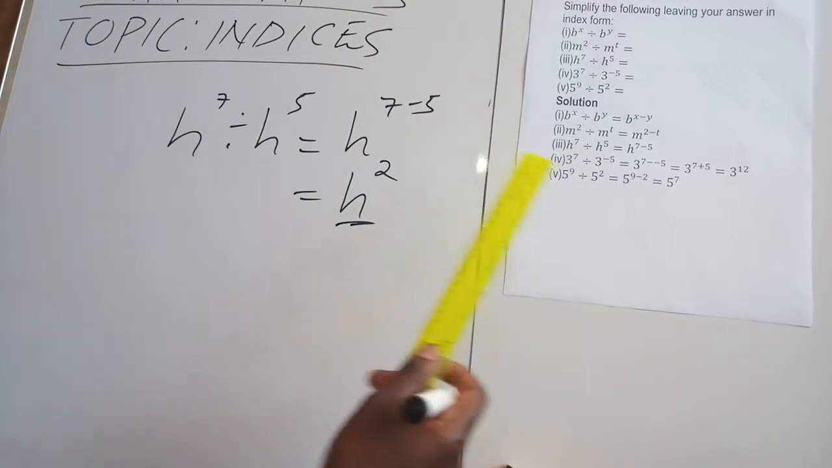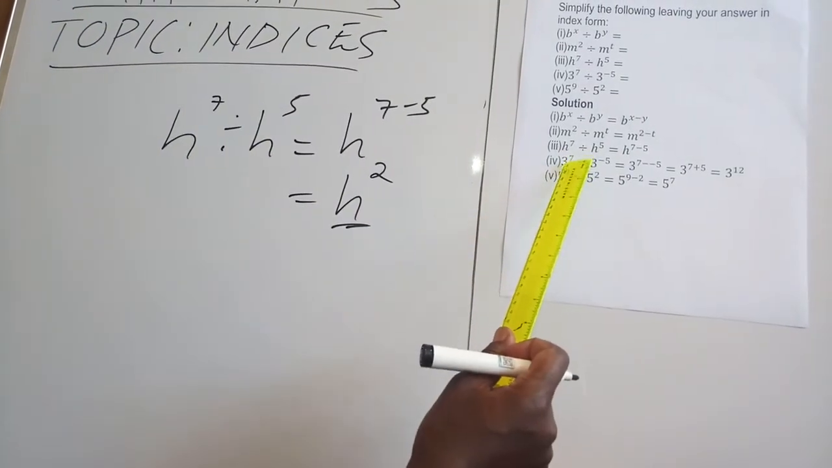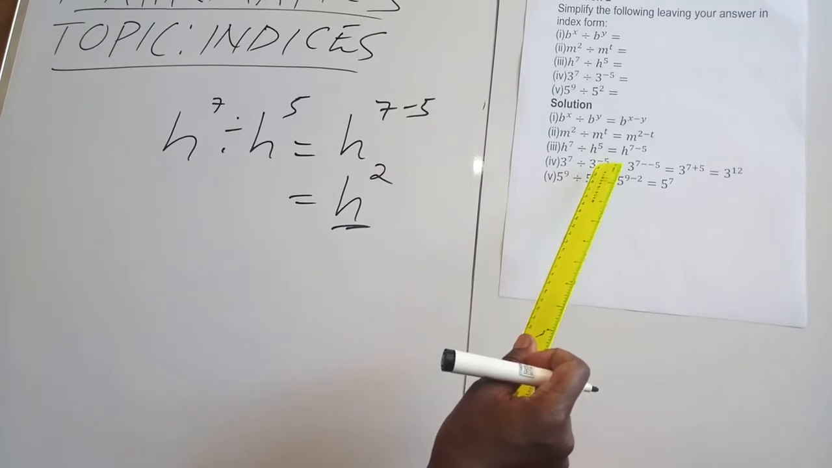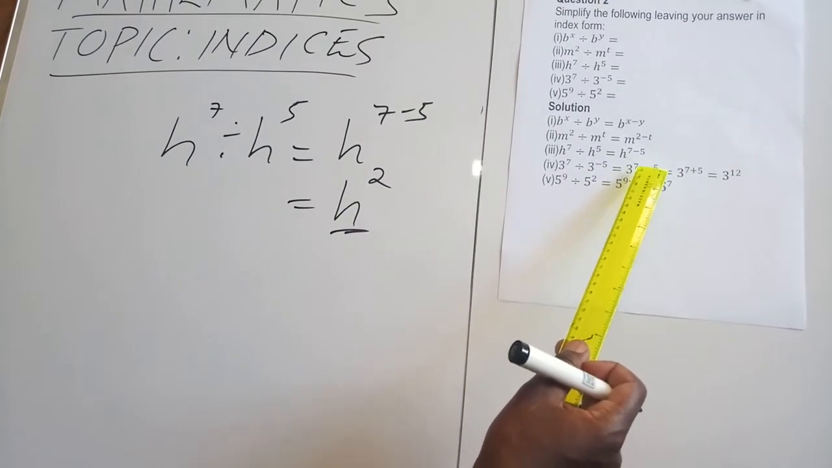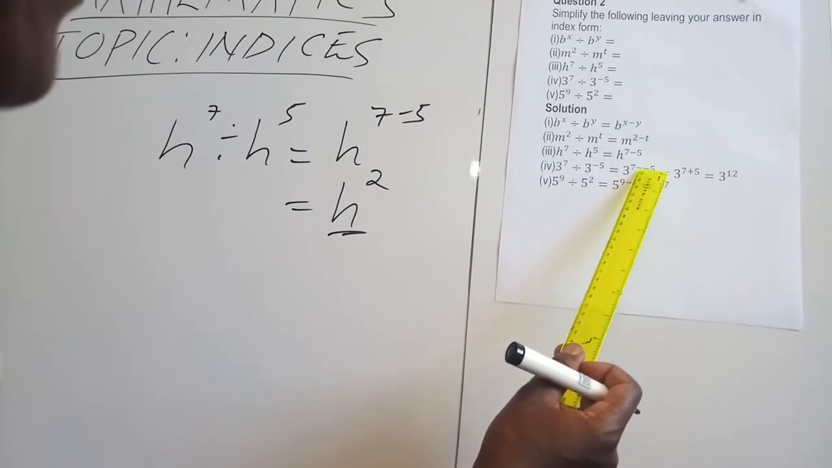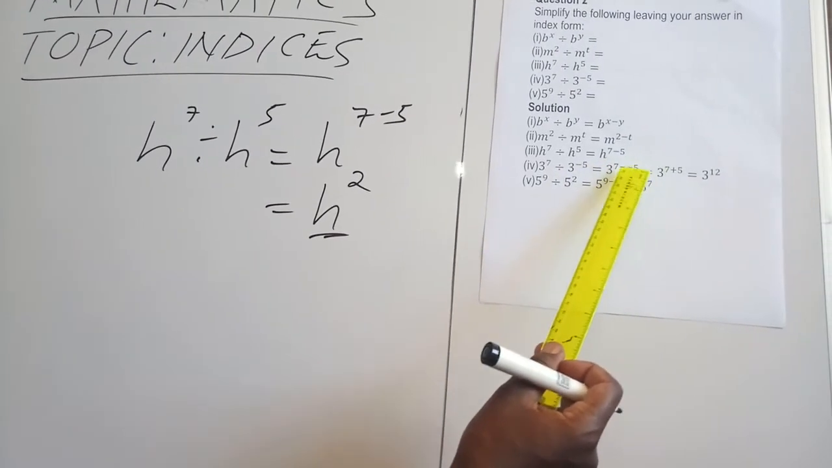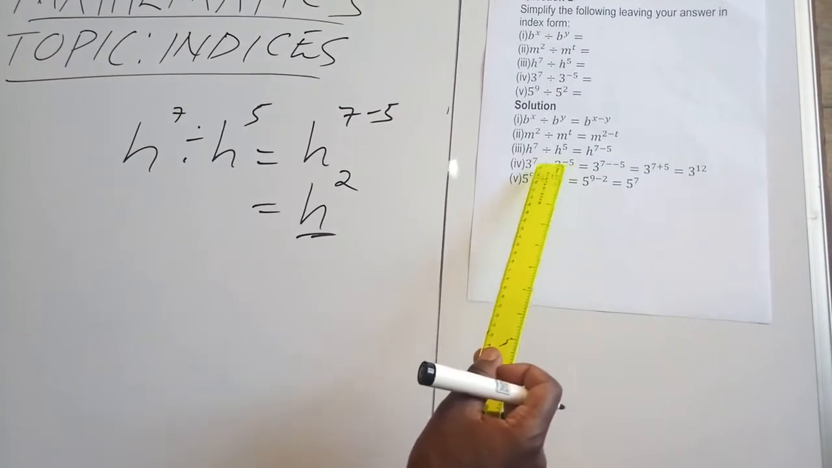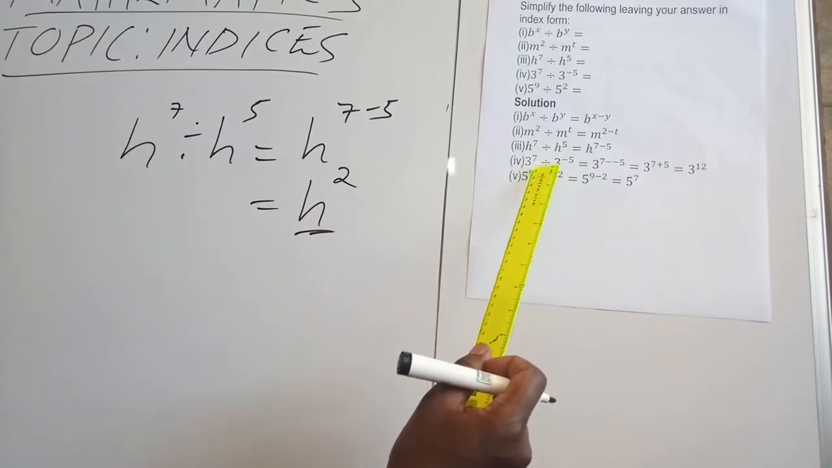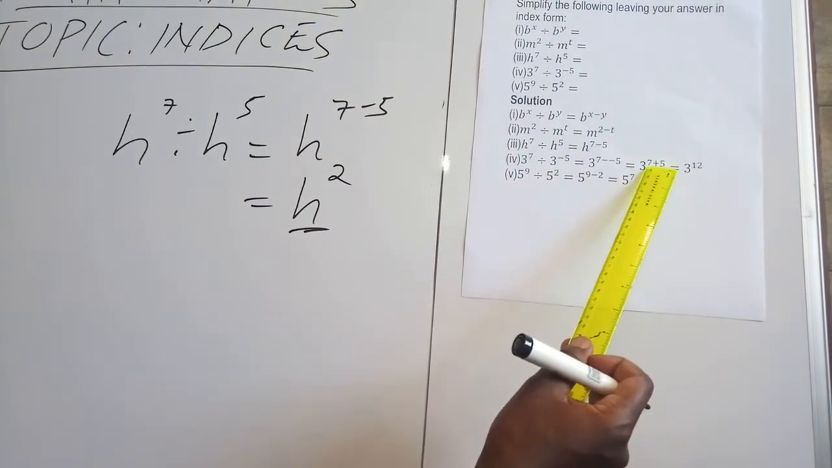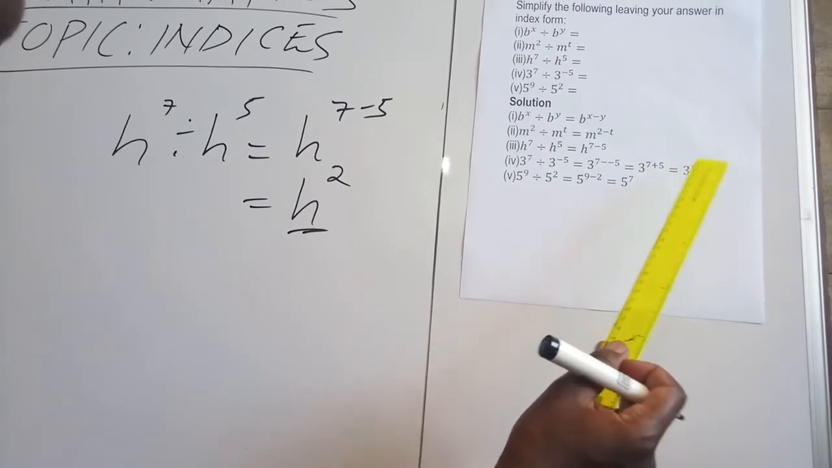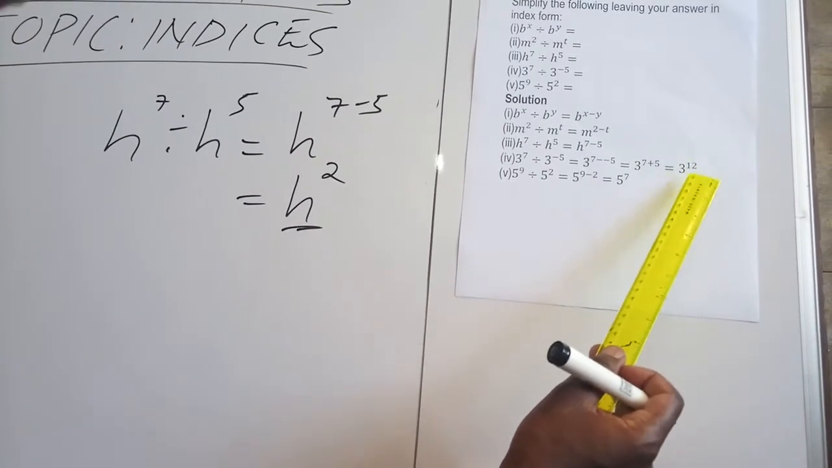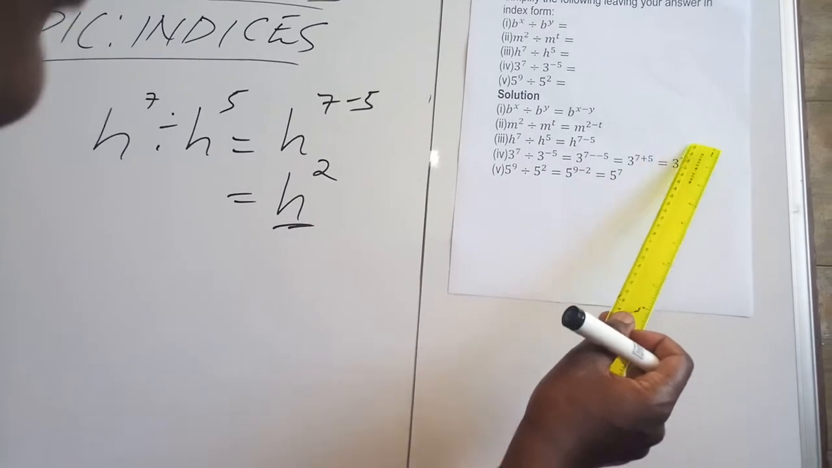Okay, we go to the next question. 3 power 7 divided by 3 power negative 5. This will be equal to what? 3 power 7 minus negative 5. The initial minus because of what? The law of division of numbers to a similar base. In the end, what do we have? 3 raised to power 7 plus 5, which will give us the final outcome of 3 raised to power 12.